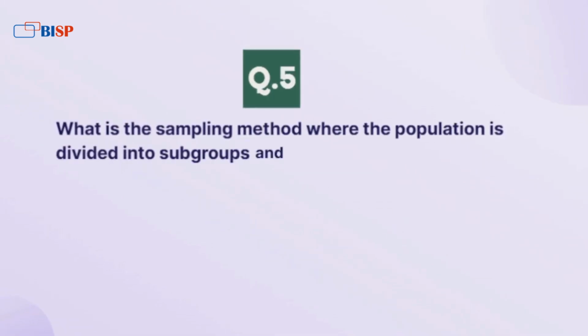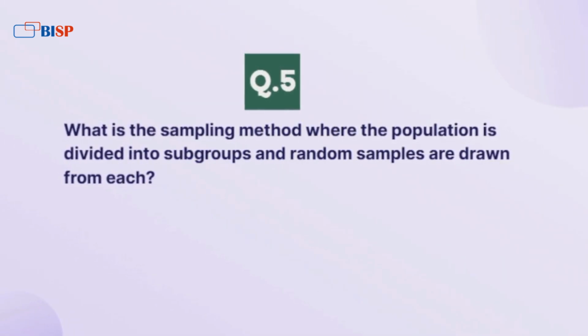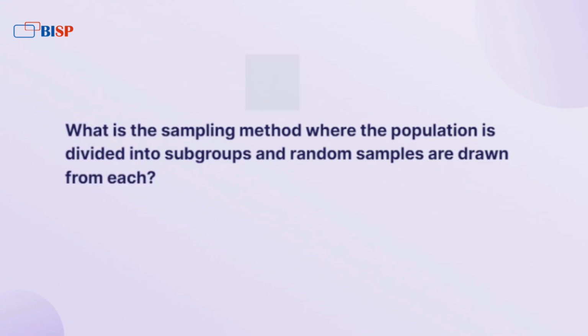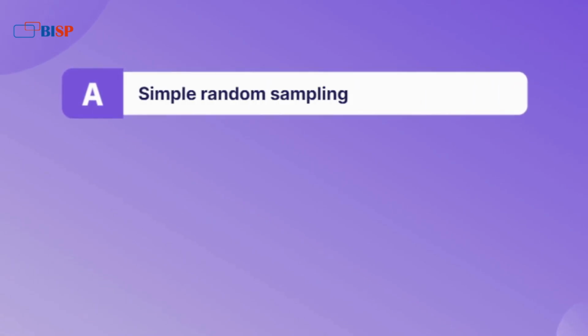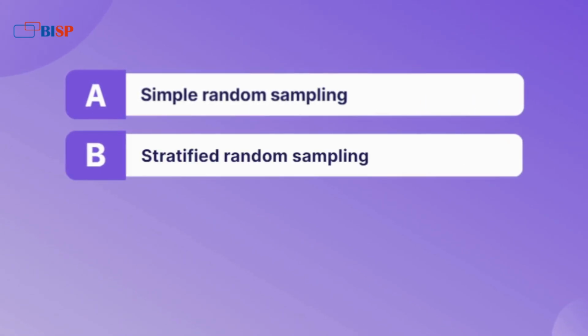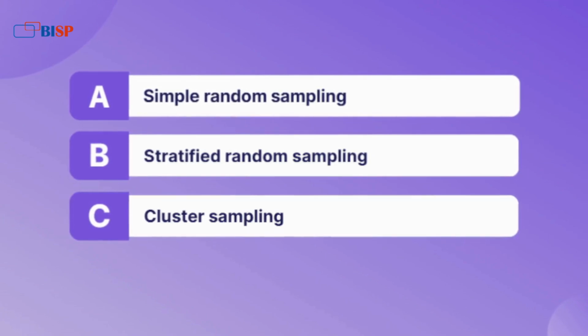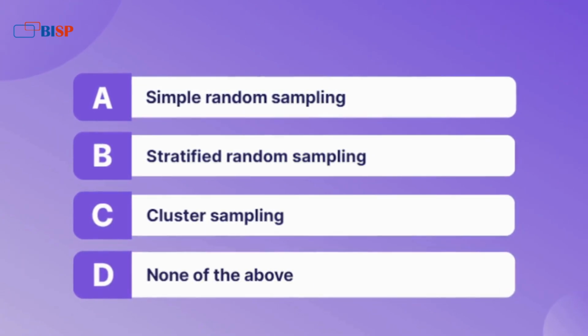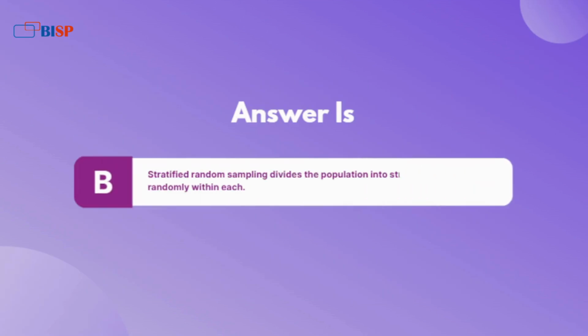What is the sampling method where the population is divided into subgroups and random samples are drawn from each? A. Simple random sampling. B. Stratified random sampling. C. Cluster sampling. D. None of the above. Answer is B. Stratified random sampling divides the population into strata, then samples randomly within each.